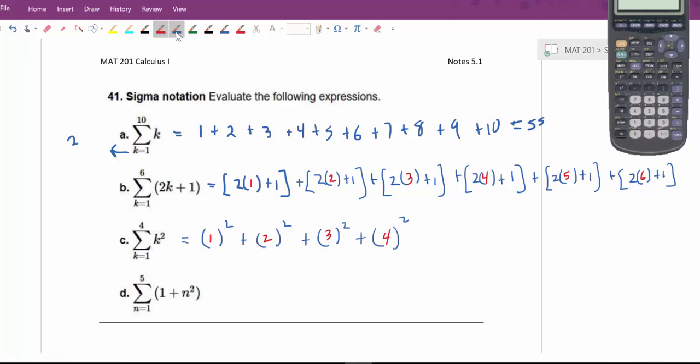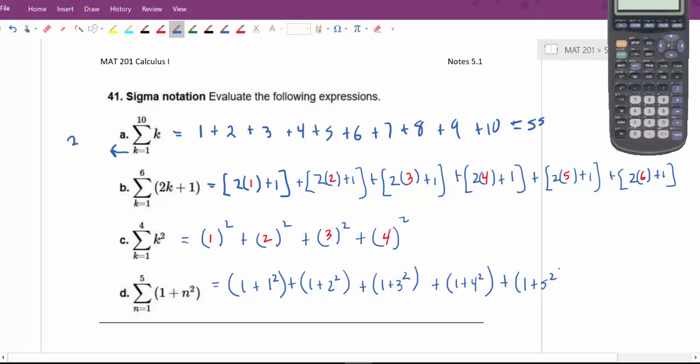Okay, and then the next one is going to be 1 plus 1 squared plus 1 plus 2 squared plus 1 plus 3 squared, plus 1 plus 4 squared, plus 1 plus 5 squared. Okay, if you were going to add that up, you could use your calculator to help you. That's not what I'm concerned about as much as I am that you understand what that is. We call that sigma. You might write a note down on that because I call this a lot of times a sigma sum.